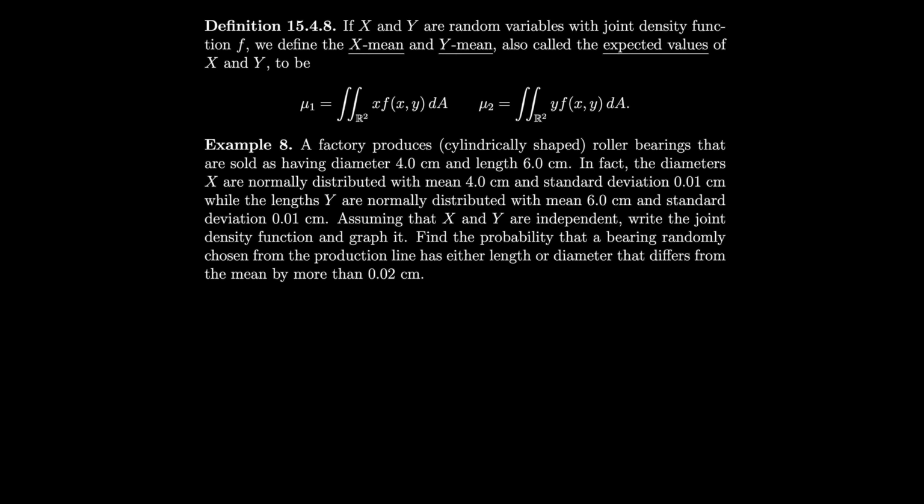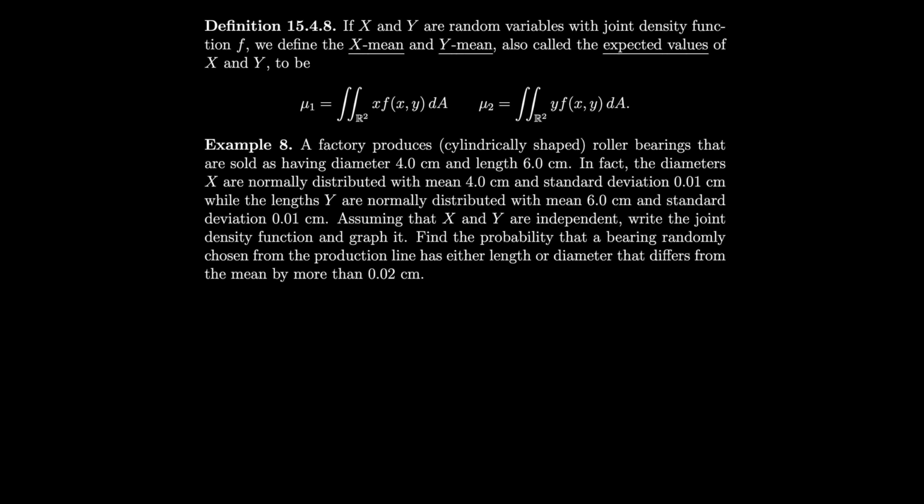If x and y are random variables with joint density function f, we define the x-mean and y-mean, also called the expected values of x and y, to be mu1 and mu2, where we just multiply by x and multiply by y. So let's use that, because in section 8.5 we looked at the normal distribution for density function, so we can apply that to find a joint density function for the normal distribution.